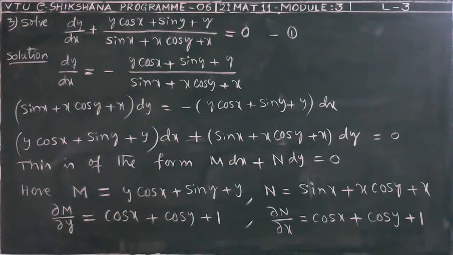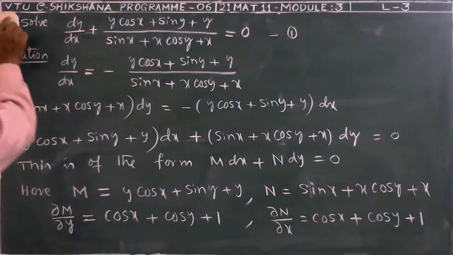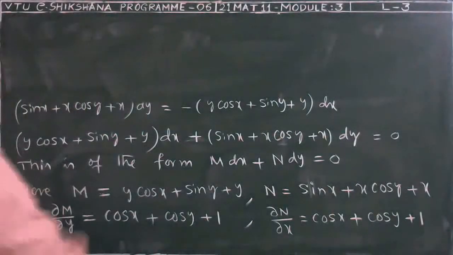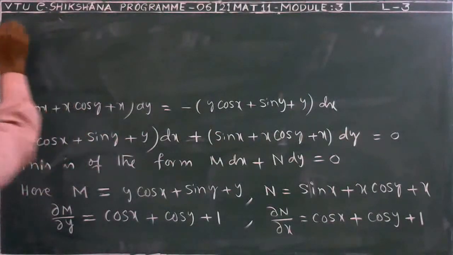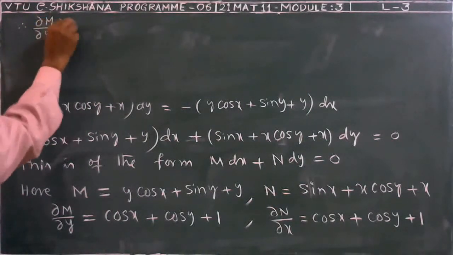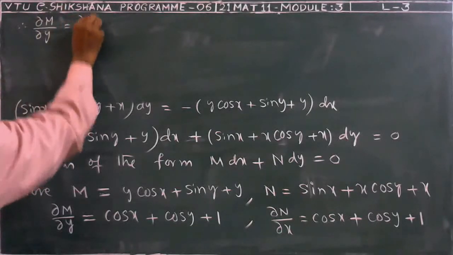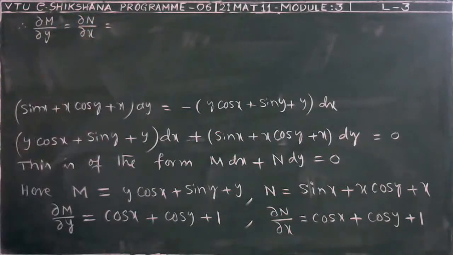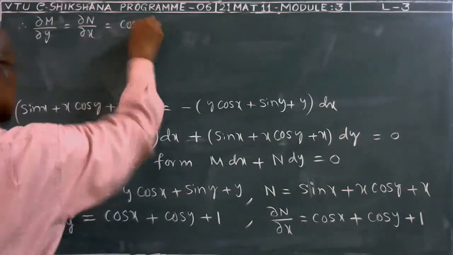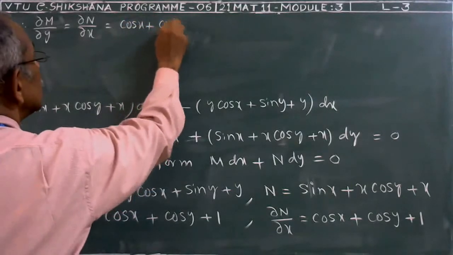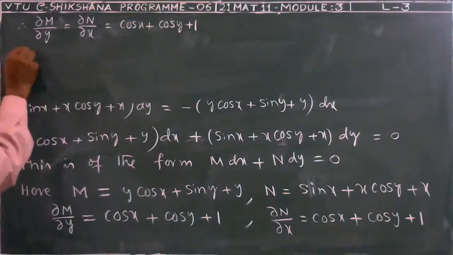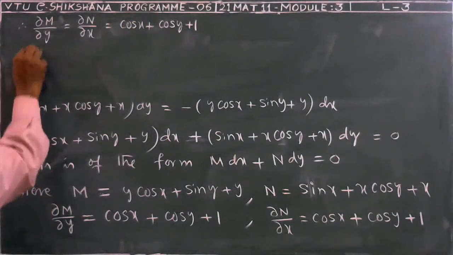So therefore, they are equal. So this shows that ∂M/∂y is equal to ∂N/∂x. So h is equal to cos x plus cos y plus 1. Now this shows that the differential equation 1 is exact.